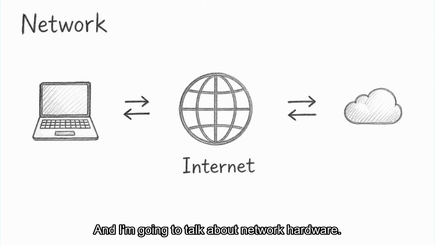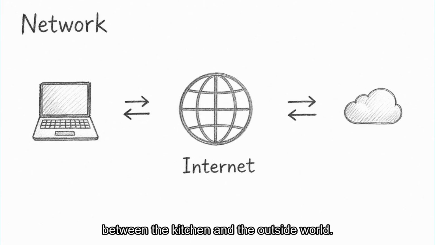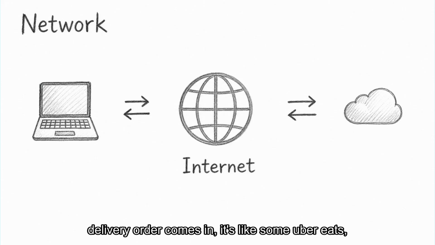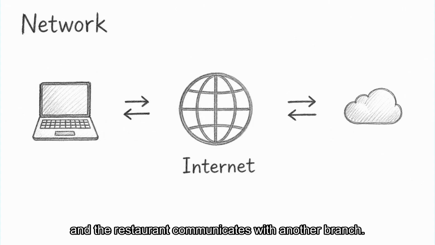And I'm going to talk about network hardware. In the kitchen analogy, it's like a connection between the kitchen and the outside world. For example, when a delivery order comes in, a payment system receives requests, and the restaurant communicates with another branch.